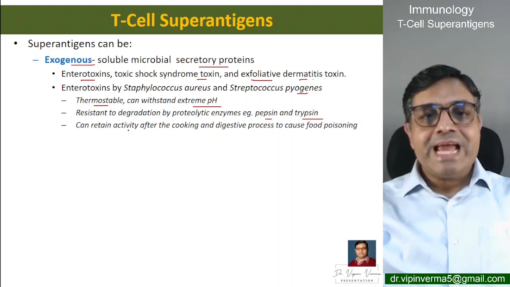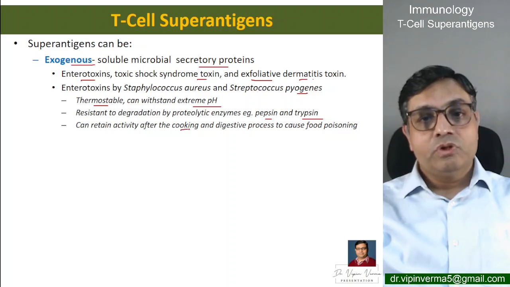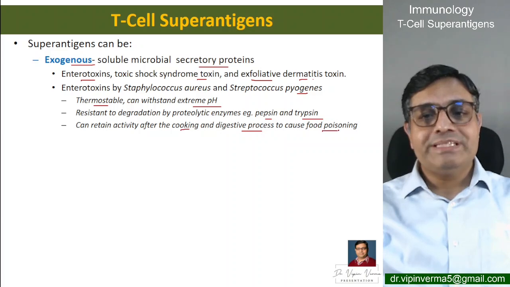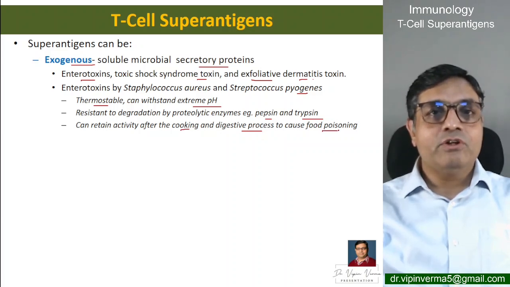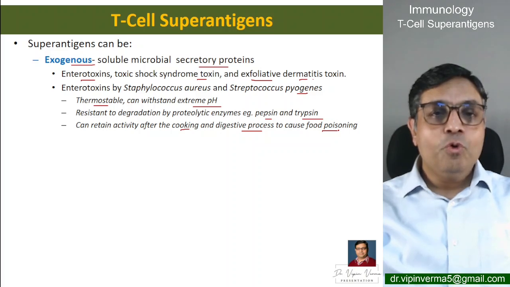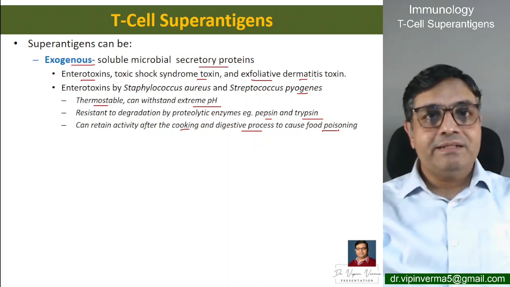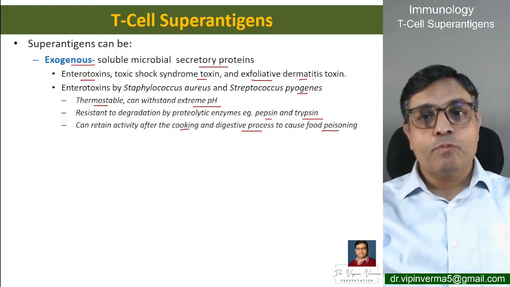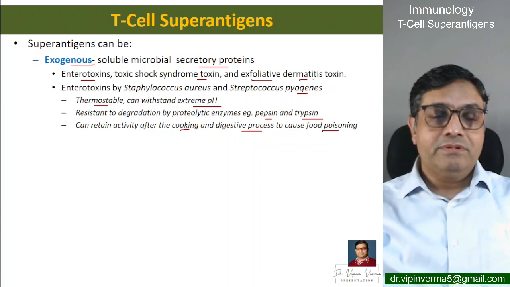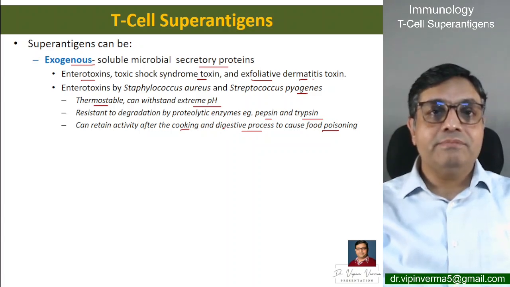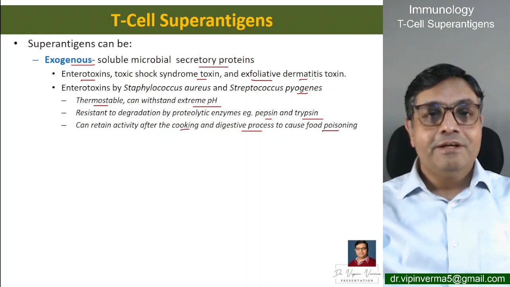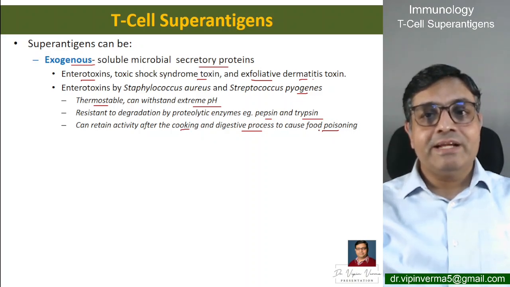Moreover, they can retain activity even after cooking or the digestive process. Therefore, they can cause food poisoning, right? So even in your tummy, you have a very low pH because of the HCl, but they are resistant and therefore they can cause food poisoning. Even when you are cooking, right? So usually we say that cooking kills microbes. Yes, in normal conditions. But when it comes to super antigens, they are resistant, okay? And then they can survive and cause food poisoning.